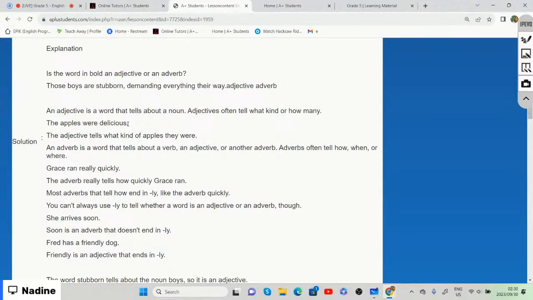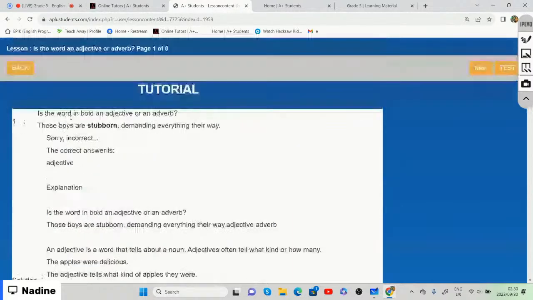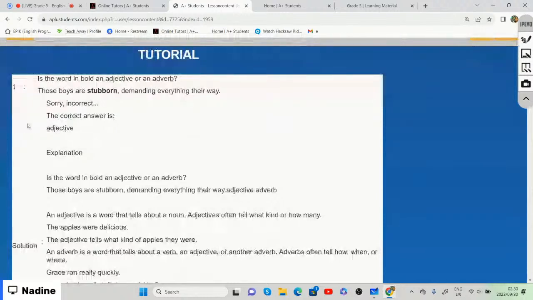All right. So now we're going to look at the words. It says, is the word in bold an adjective or do you think it's an adverb? Those boys are stubborn, demanding everything their way. We need to say if it is an adjective or an adverb.